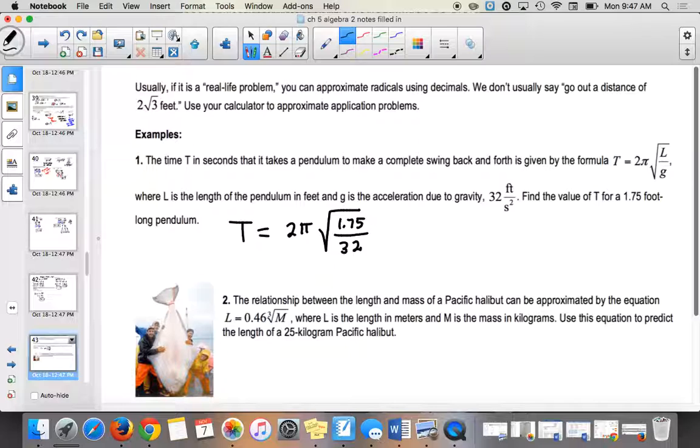So in your calculator, you're probably going to have to put parentheses around the inside part, okay? Mine will show up as a square root, and it will have a parenthesis. I would need to do 1.75 divided by 32, and then a parenthesis. So check on your calculator, make sure you get the same thing, that you're putting it in right.